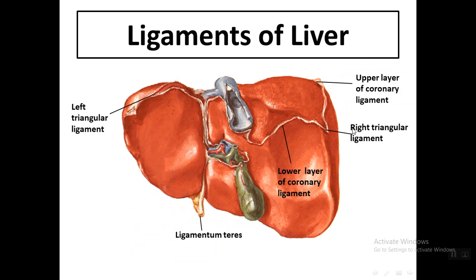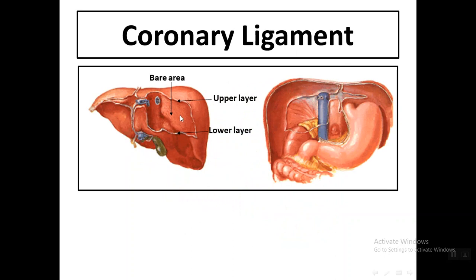This is the posterior view. This is the right triangular ligament, and here we have the left triangular ligament, and the coronary ligament has an upper layer and a lower layer. In between the upper and lower layers of the coronary ligament, we have an area that is devoid of peritoneum, called the bare area of the liver. This is the bare area of the liver, which is devoid of peritoneum and is in direct contact with the diaphragm.